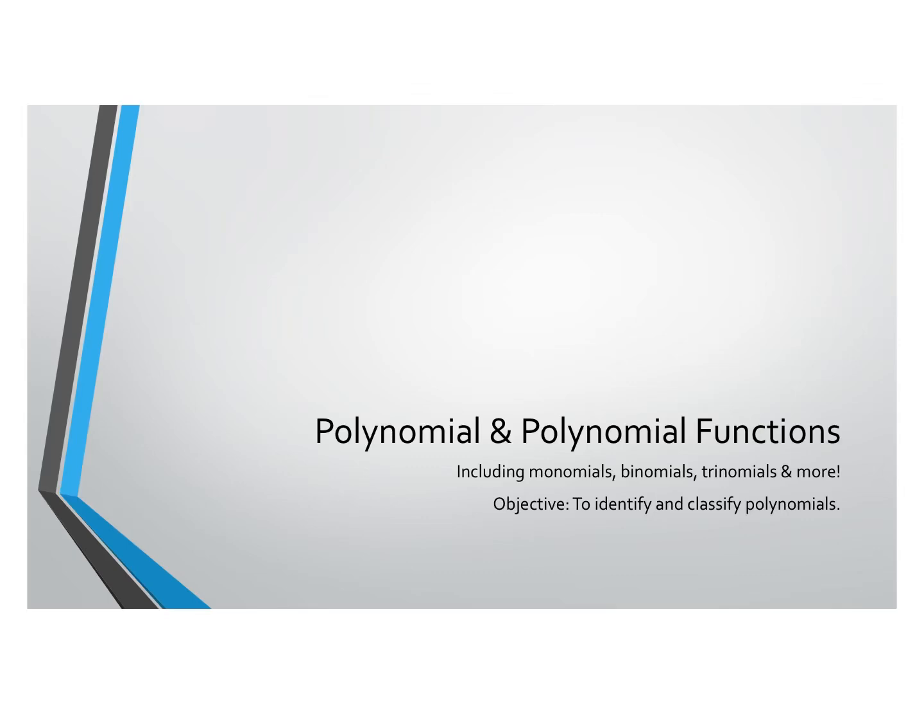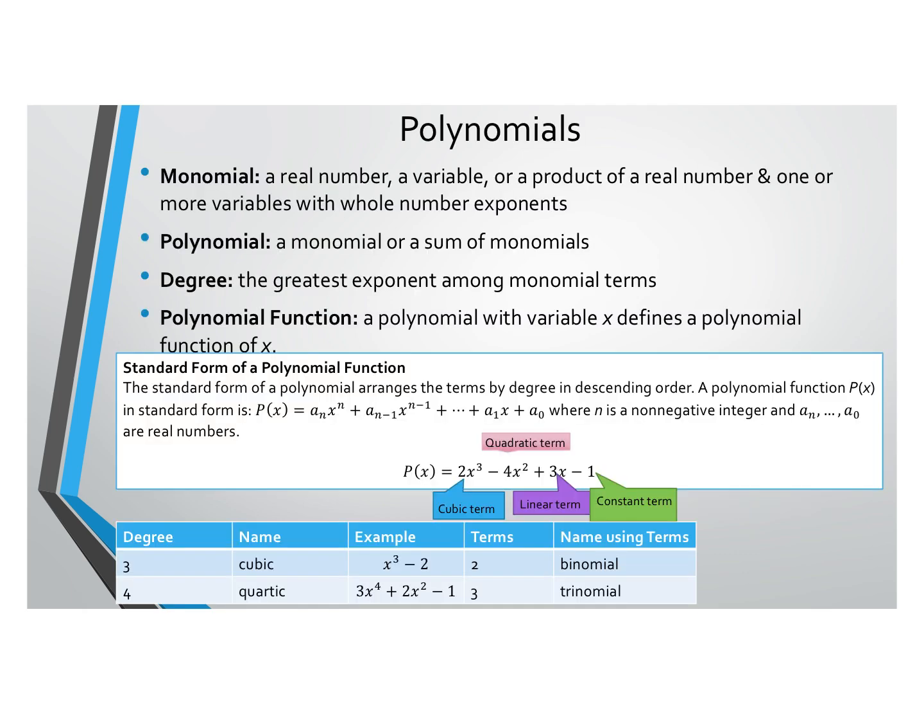Today you will look at polynomials and polynomial functions, including classifying. First thing, a monomial. This is just a real number, variable, or product of a real number and one or more variables with whole number exponents. So a monomial would be something like 2x, because there's only one term. Whereas a polynomial is a monomial or a sum of monomials.